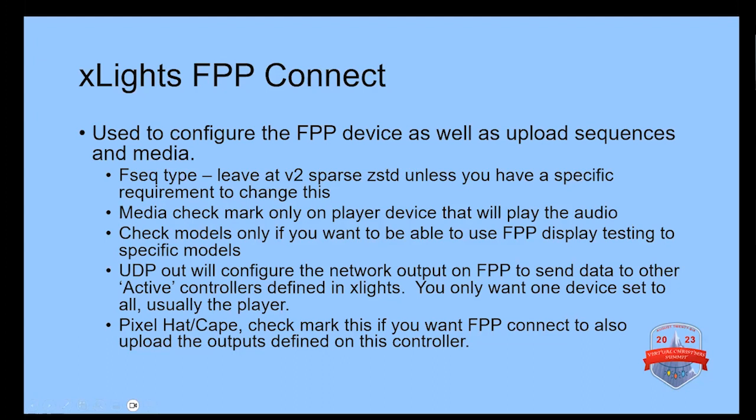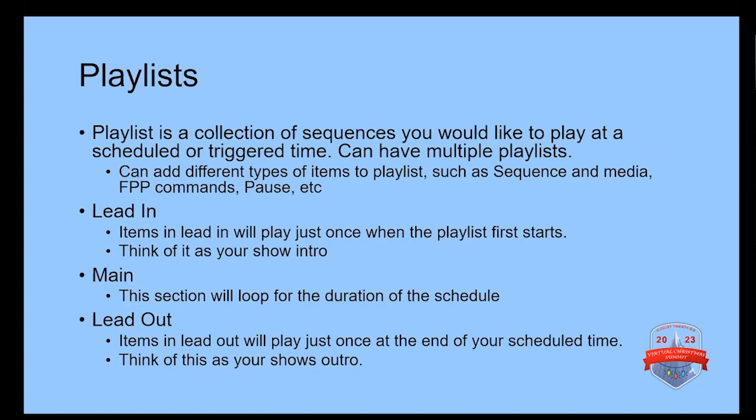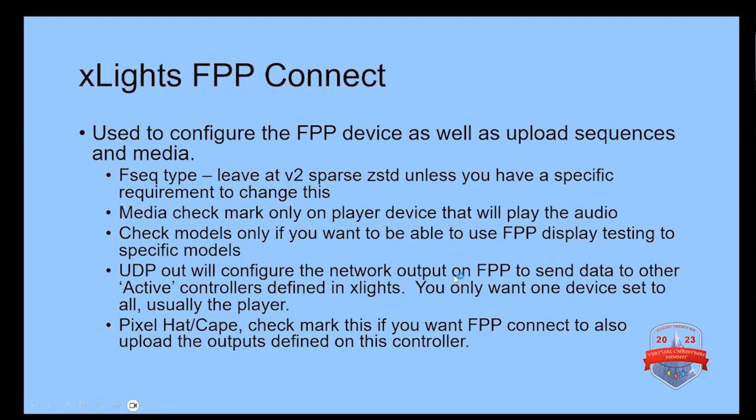So FPP Connect is going to be used in order to configure the FPP device as well as upload sequences, and that was not supposed to progress. Apologize for that. So for the FSEQ type, we typically recommend to leave it at the default. For FPP devices, that's typically going to be V2 Sparse Zstandard, unless you have a specific requirement to change this. V2 Sparse means that the FSEQ will contain just the channel data necessary for that FPP device. And Zstandard means it's going to be a compressed file, so that's going to be a smaller file.